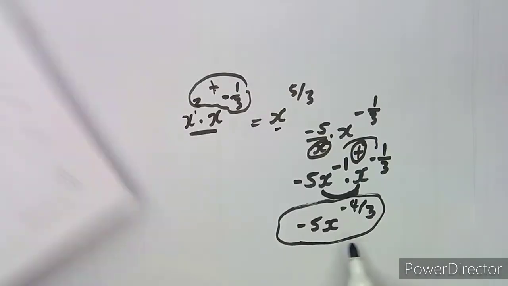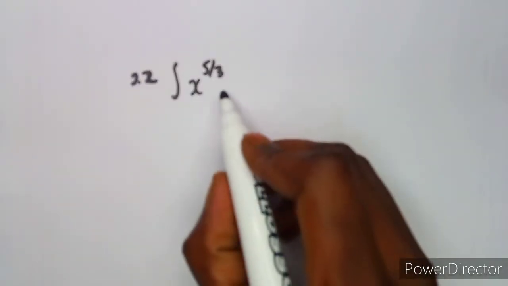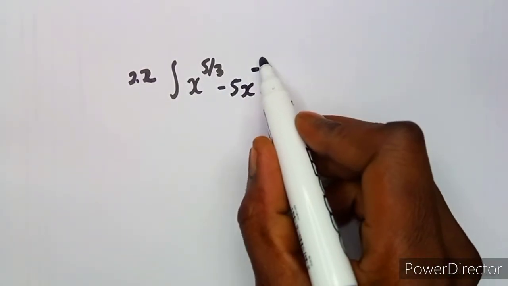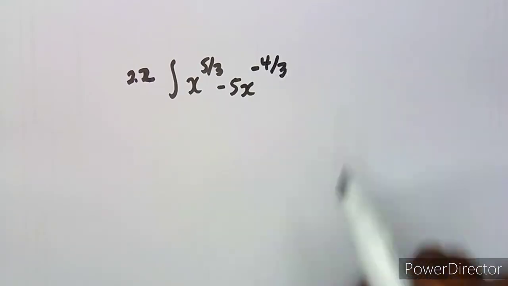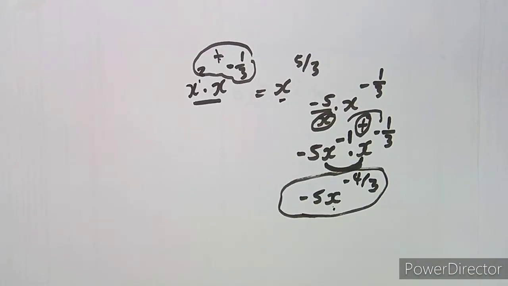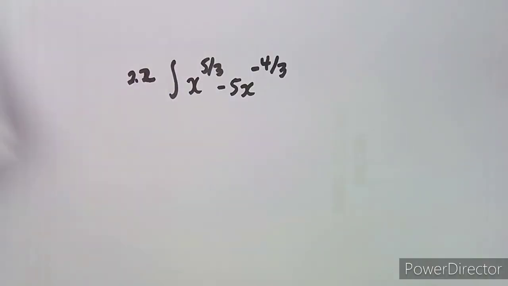So this is what you're going to write now. We have minus 5x to the exponent of minus 4 over 3. So take note, we haven't started integrating. We are just simplifying in a format that we can use to integrate. All right, so let's see the next term.